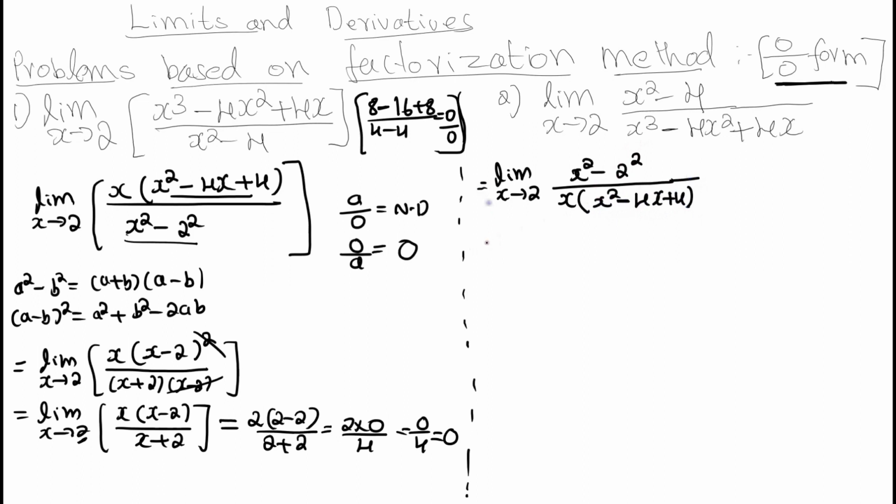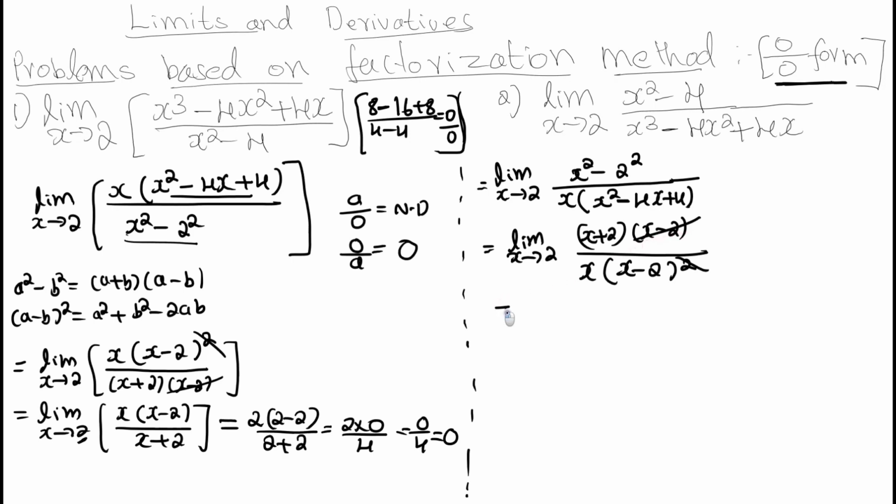In the next step, it is equal to limit x tending to 2, and x square minus 2 square can be written as x plus 2 into x minus 2. We saw that in the previous problem, right? A square minus b square is nothing but a plus b into a minus b. Divided by the denominator, x into x square minus 4x plus 4, which is nothing but the expansion of x minus 2 whole square. In the next step, we have one x minus 2 in the numerator and two times x minus 2 in the denominator, so we can cancel the x minus 2.